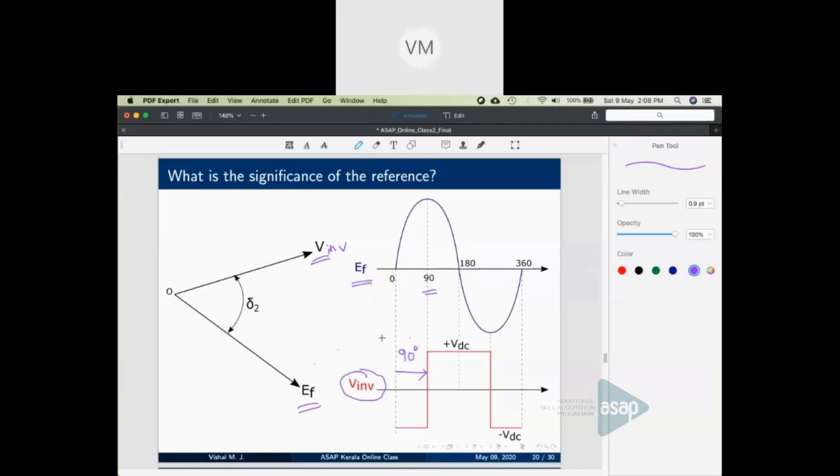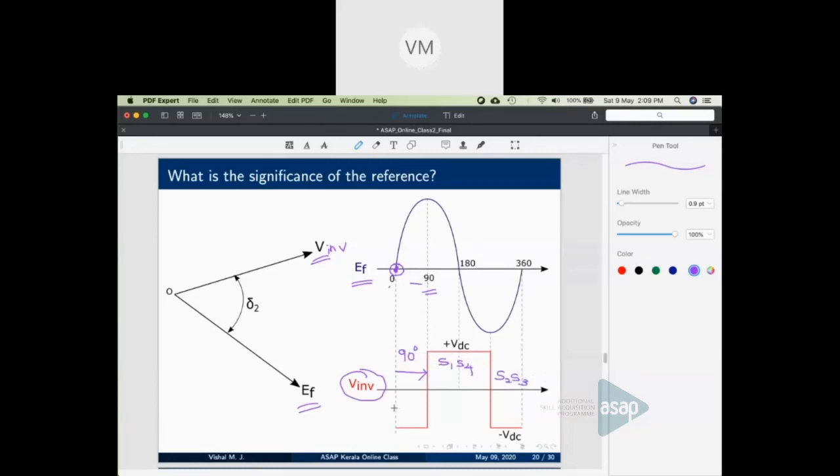How to realize that? Wait for the positive zero crossing, negative to positive zero crossing, this point. Once this passes, wait for 90 degree more. Once 90 degree is over, turn on S1 and S4. Once you turn on S1 and S4, wait for 180 degree. Then turn on S2 and S3. And this cycle repeats.